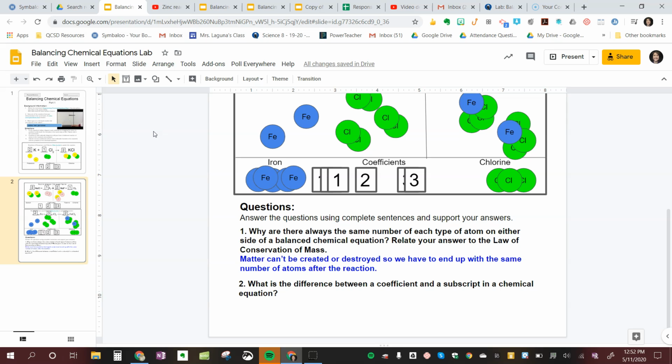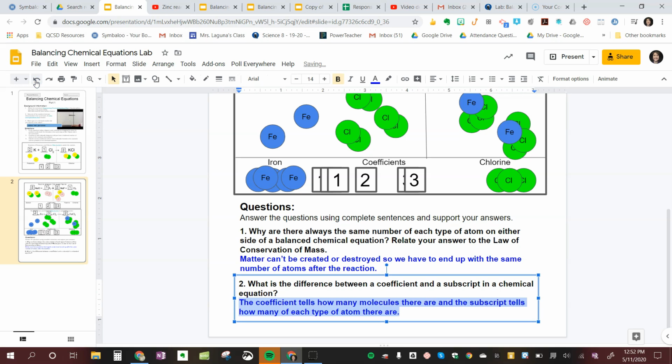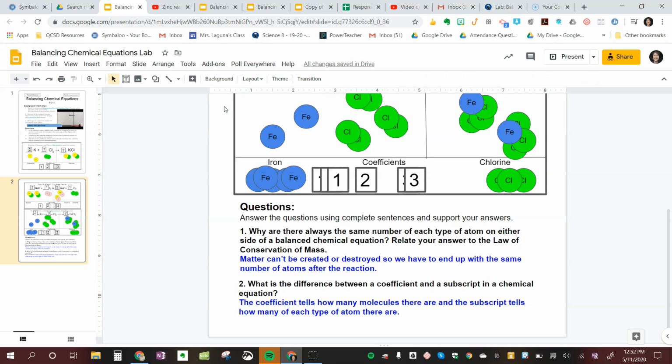Okay, how about number 2? What is the difference between a coefficient and a subscript in a chemical equation? Well, they're both numbers, but the coefficient is saying how many of each of the molecules there are, and the subscript says how many of the atoms are in that molecule. Awesome job, Angelina. Thanks for helping out today. No problem.